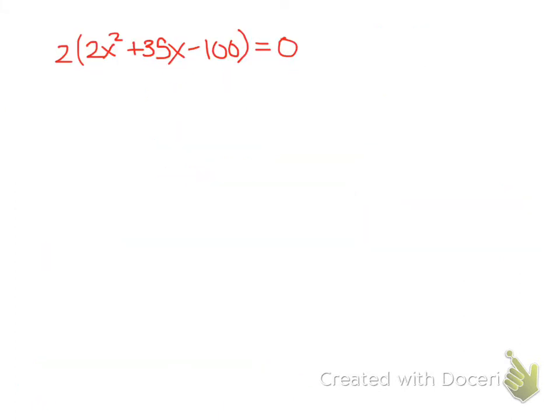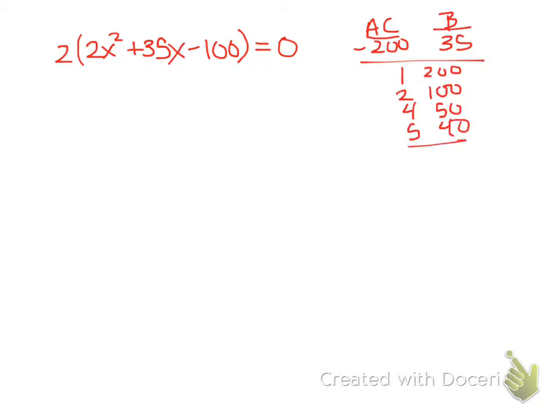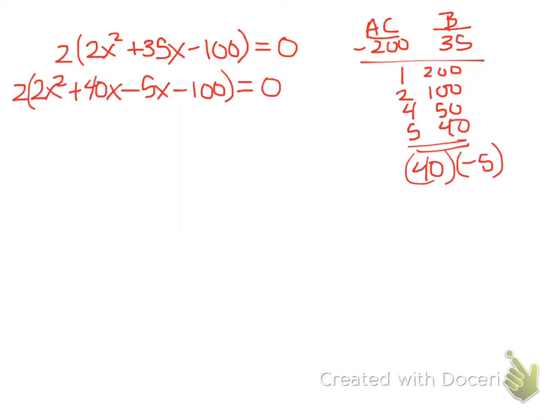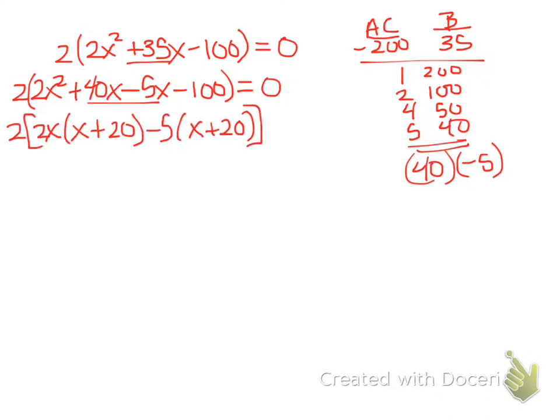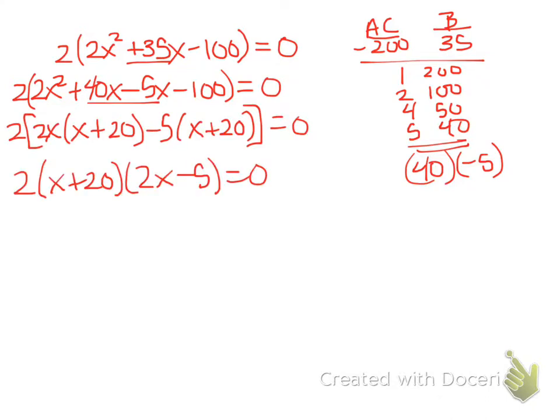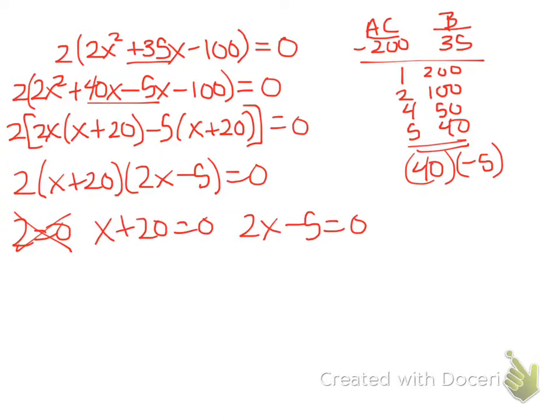Now I'm going to factor this, so my a times c is negative 200, my b is 35, and I see that I can break this up into 40 and negative 5. So going ahead and factoring this, setting my factors equal to 0, again 2 equals 0 is obviously not meaningful. x plus 20 equals 0 and 2x minus 5 equals 0.